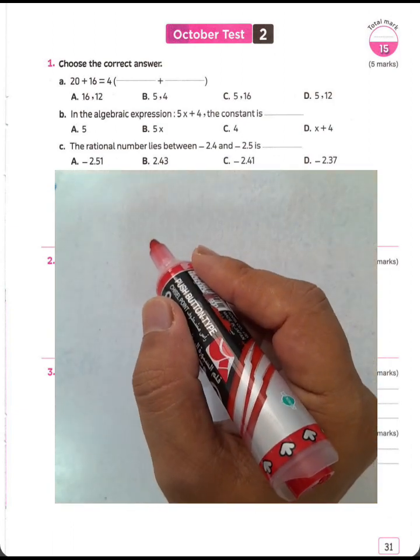Today we'll solve test of October number 2 from the Al-Moasser book, page 31. October test 2. Question number 1. Choose the correct answer. Letter A.